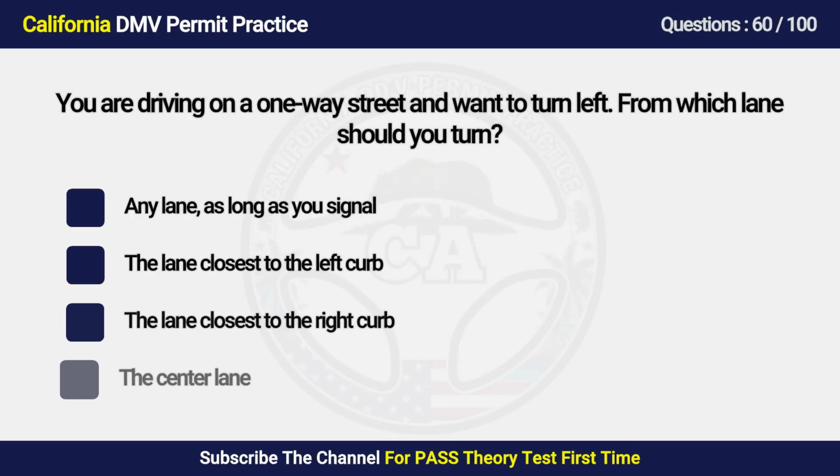Question 60. You're driving on a one-way street and want to turn left. From which lane should you turn? A. Any lane as long as you signal. B. The lane closest to the left curb. C. The lane closest to the right curb. D. The center lane.